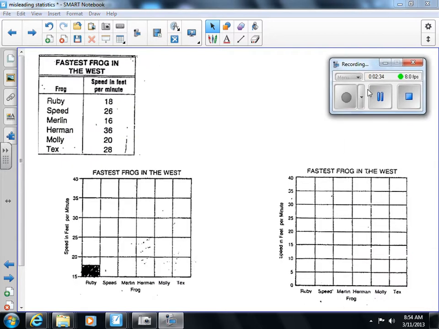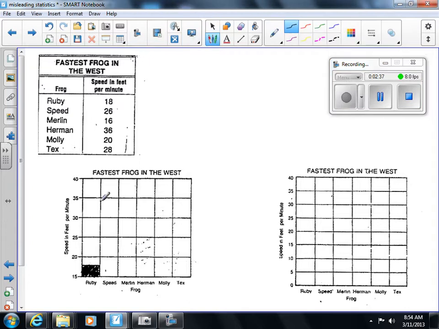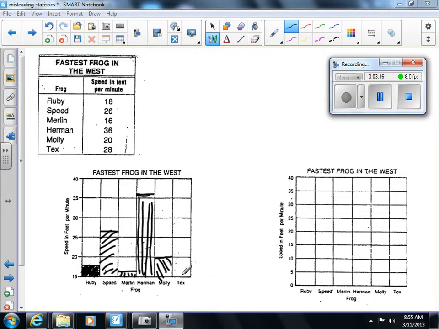Okay, let's take a look at this one. We're going to actually finish up these graphs. Okay, we have Ruby 18. So we have Ruby, types of frog. These are the fastest frogs. Speed got 26, so let's take him up to about here. Okay, Merlin was how much? 16. Okay, it's going to be about down here. Herman is 36. And Molly is 20. And Tex is 28.